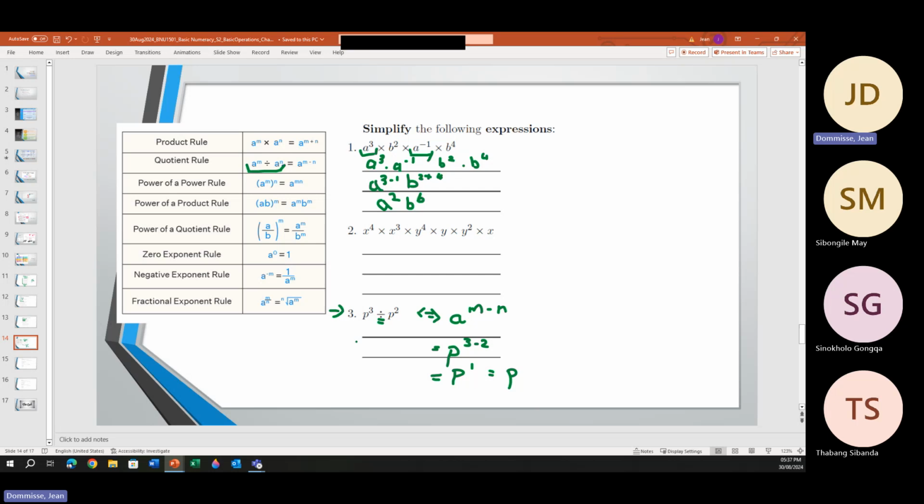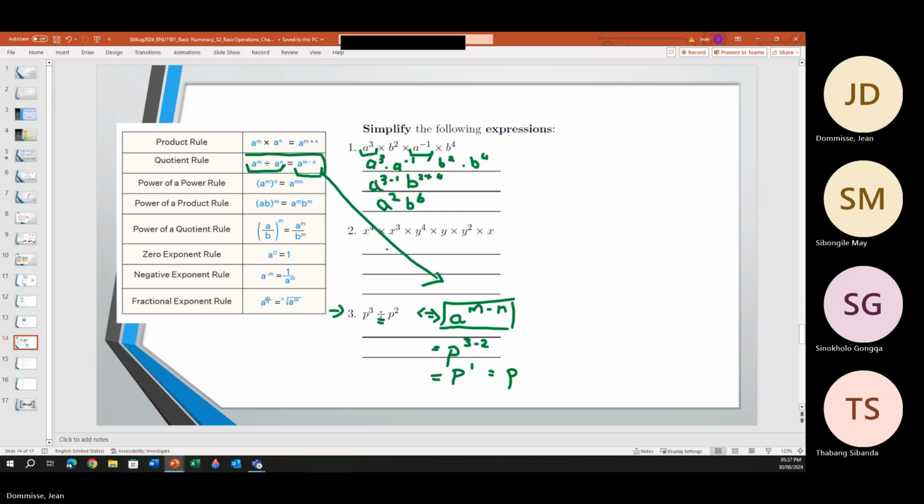Yes, I see a hand. Please ask. Okay, so I just wanted to ask, that A to the power of M minus N, where did you get that? Okay, so this is straight from this quotient rule. So I first copied that rule over so that I can use that rule. That rule comes straight from that one.